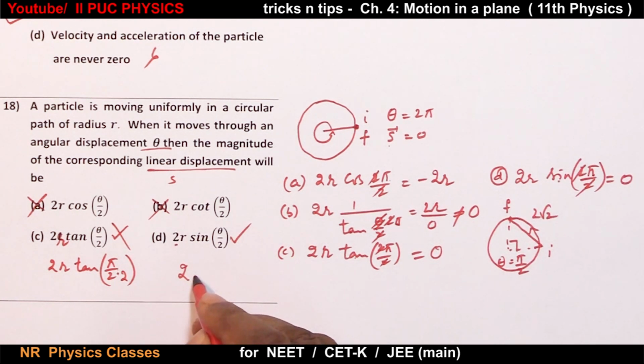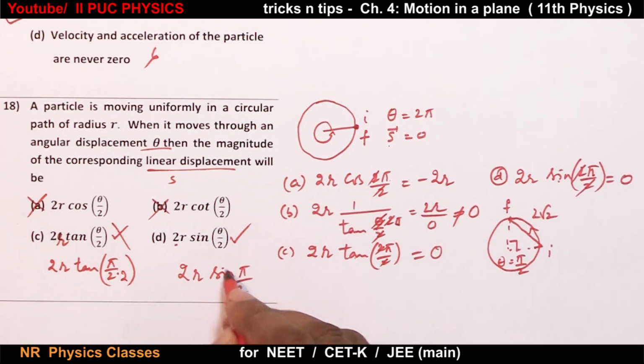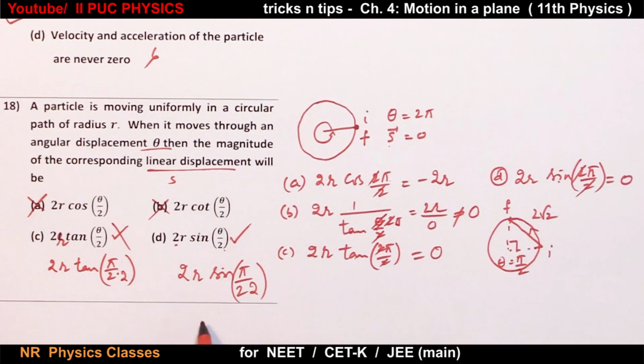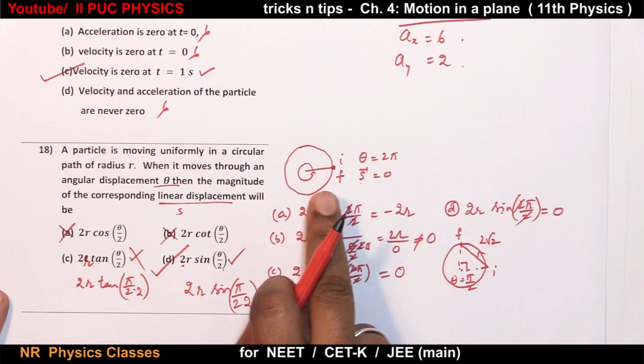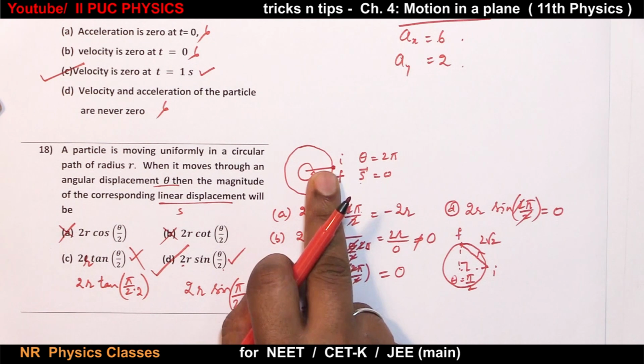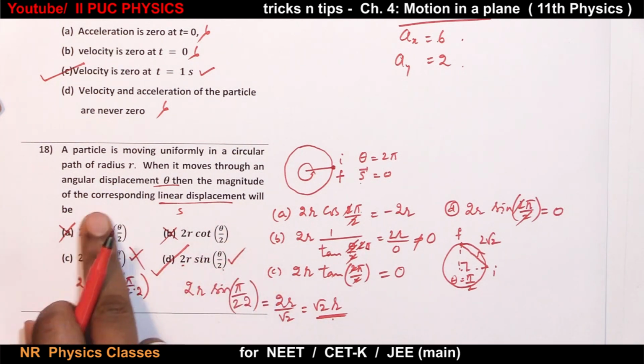2r sin of pi by 2 by 2. What is sin pi by 4? 1 by root 2. So 2r by root 2 equals root 2 r. So we get root 2 r only from this. So this should be the correct option. Induction method means you should think and choose the appropriate cases. According to those appropriate cases, you should use the choices.